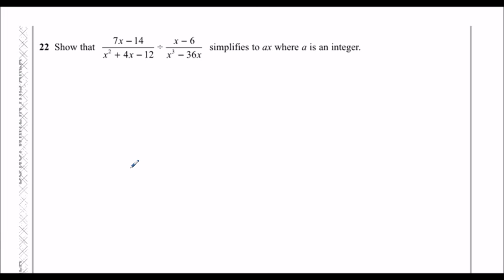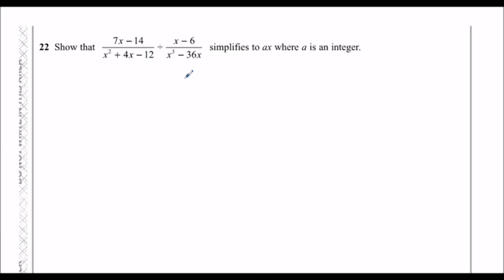Question 22. Show that (7x - 14)/(x² + 4x - 12) ÷ 6/(x³ - 36x) simplifies to ax, where a is an integer. Straight away I can see that this factorizes. So when we divide by a fraction, we can change it to times and flip over the second fraction.